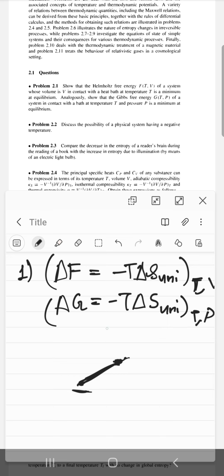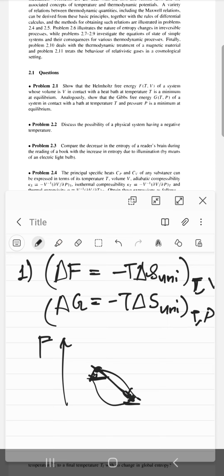Oh, sorry. It should be on this side. So if this is your current state and this is the next state that you want to jump to, and if it just so happens that delta F is going to be negative, that's messed up because that says delta S universe is positive, and that means this is a valid path that your system could take and it will take. It gives a bigger entropy of the universe. So if it takes this path, there's no coming back. You can never go back because of the second law.